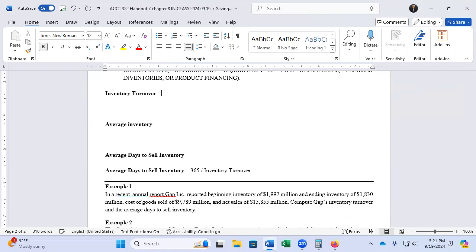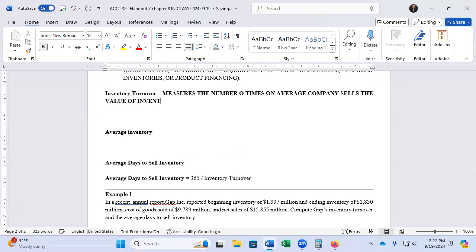All right. Inventory turnover measures the number of times on average a company sells the value of inventory during the period. So essentially they're saying, what is your average inventory and how often do you sell it?